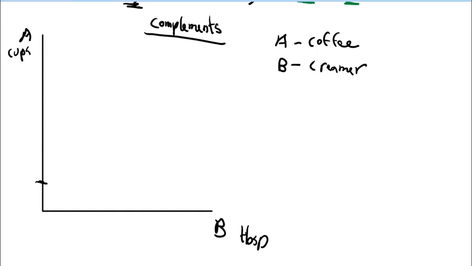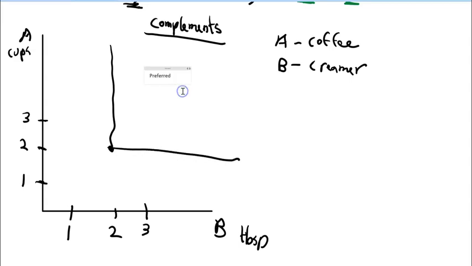So then the ratio is 1 to 1. Now if I have 2 cups of coffee, I want exactly 2 tablespoons of creamer. I wouldn't want 5 tablespoons of creamer in it. So now from here I can see that points up here in the first quadrant are preferred to this point. Points down here are not preferred. So we definitely have this going on here. These are preferred. And then points down here are not preferred.